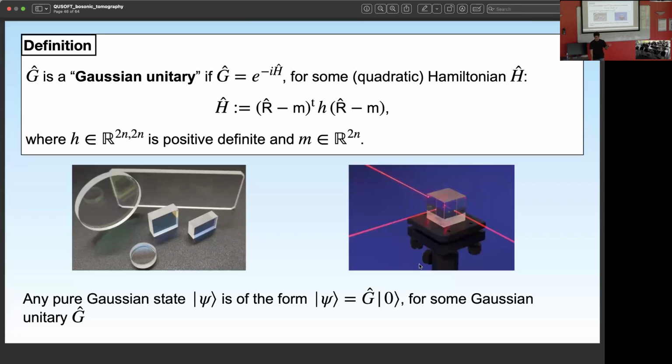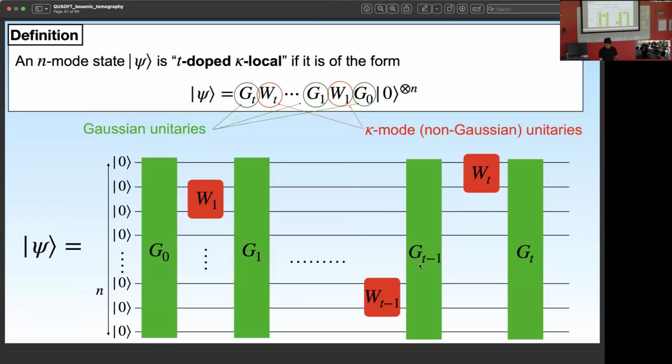Now let's define what a t-doped Gaussian state is. An n-mode state psi is called a t-doped k-local state if it is of the form like this. Basically, psi is prepared by applying arbitrary Gaussian unitaries and at most t non-Gaussian gates, and these t non-Gaussian gates are k-mode. Basically, they act on at most k modes. This is the set of t-doped k-local states. We are interested in the sample complexity of tomography of this.